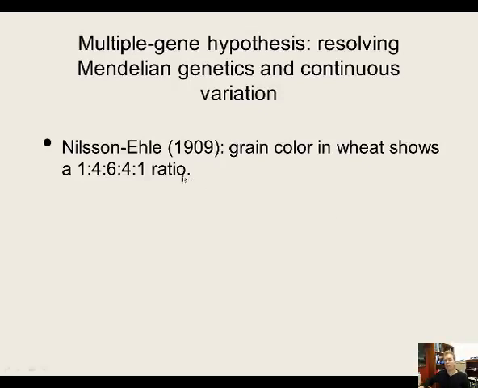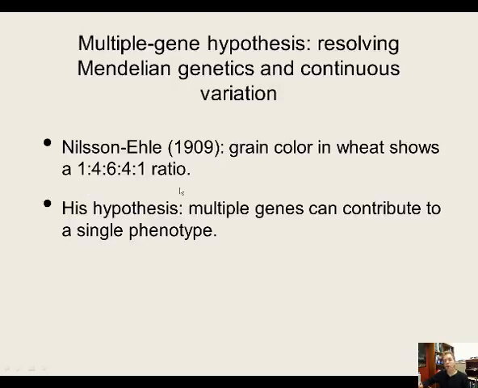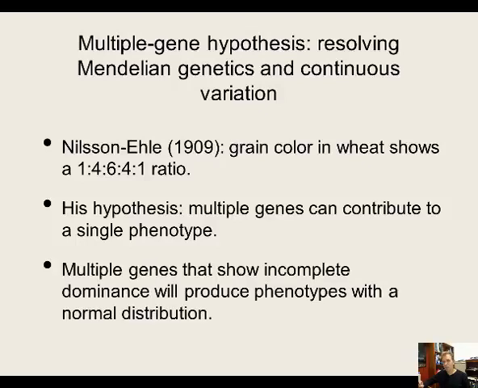When he did this kind of study, he would find a red strain, cross it with a white strain, and get a pinkish strain. Then self-crossing the pink strains would not give a 1 to 2 to 1 ratio or a 3 to 1 ratio. It gave an interesting 1 to 4 to 6 to 4 to 1 ratio, ranging from pure red to pure white. His idea was that you could use Mendelian principles, segregation and independent assortment, to discover that multiple genes could contribute to a single phenotype, in this case, red color.